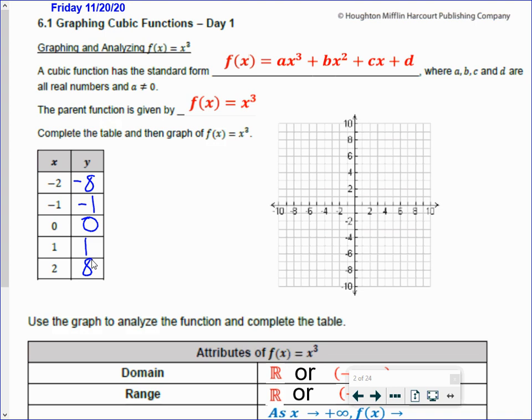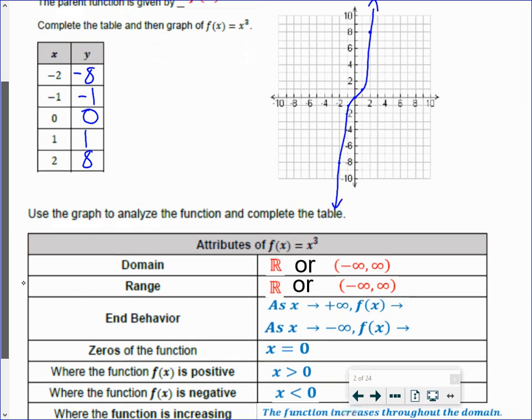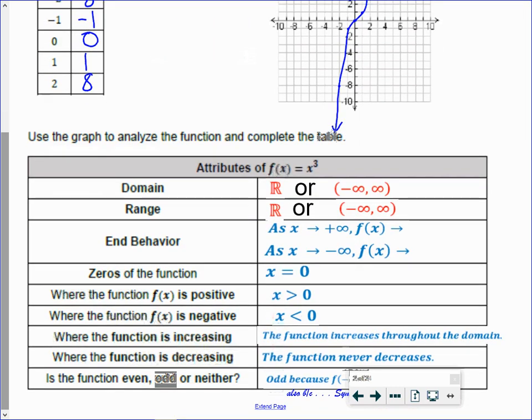We're going to put them into our graph: -2, -8; -1, -1; 0, 0; 1, 1; and 2, 8. So our parent function will look something like this. Going on, we're going to analyze the function and complete the table. The tables are complete, but we're going to go over it.